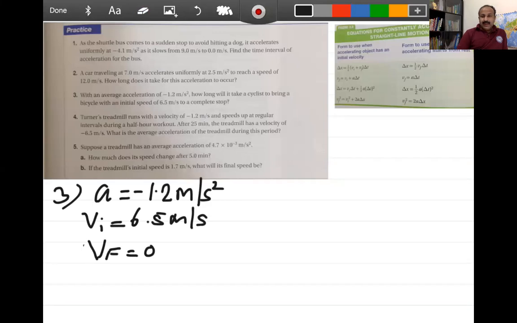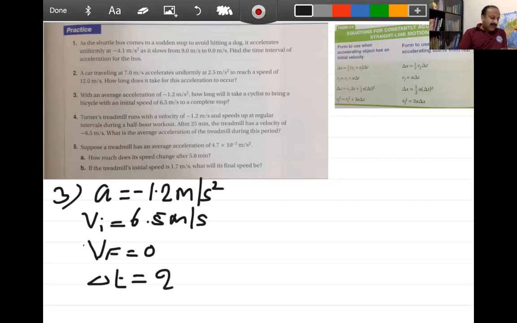Here we can see Vi is positive, that means the object is going in the positive direction. And the acceleration is negative. And you know, if velocity and acceleration act in the opposite direction, here V is positive, A is negative, so of course they are acting in the opposite direction. So the object is slowing down, so ultimately it will come to rest. And you have to calculate the time taken. So you're looking for delta t.